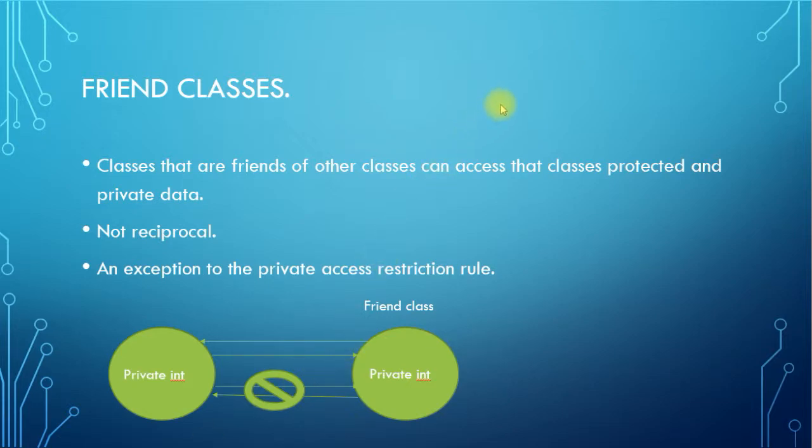So, friend classes are a little bit strange. They kind of create a loophole in our access restrictions. So if this class says that this class is a friend class, then this class can actually access this class's private data. But it is not reciprocal. So this class cannot access this class's private data, but this class can access this class's private data. So that's kind of the exception to the access restriction rules.